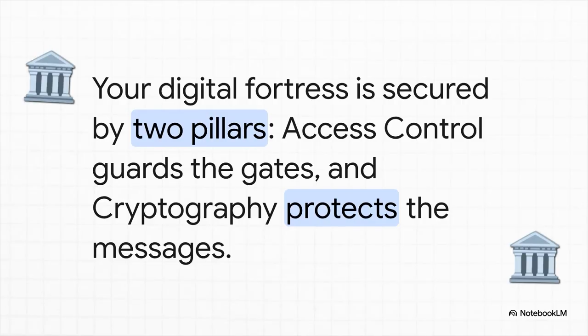So, we've gone through all of this, and it all really comes down to just one number: 2. Your entire digital fortress is built on these 2 pillars. You've got access control, standing guard at the gates, checking IDs, and you've got cryptography, which is the secret code that keeps all your messages safe inside the walls. If either one of those pillars crumbles, the whole fortress is at risk.